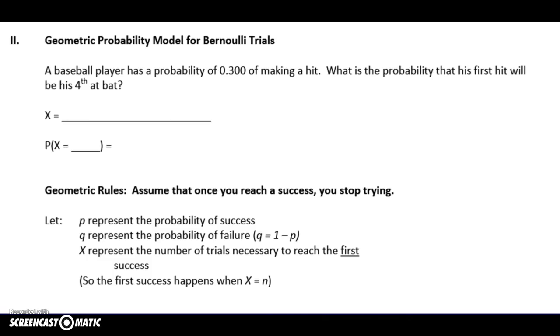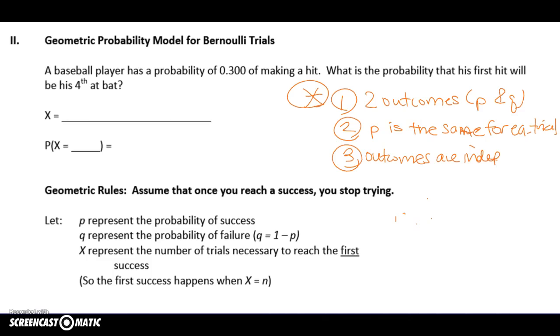So pause me and go ahead and right here write down the 3 things that are true about a Bernoulli trial. Then check your work. Bernoulli trials have 2 outcomes, a success and a failure. We call them P and Q. P is the same for each trial, so your probability of success does not change. And last but not least, the outcomes are independent. Remember that this has a loophole. If our population is greater than or equal to 10n, it's okay to have a little bit of dependence there.